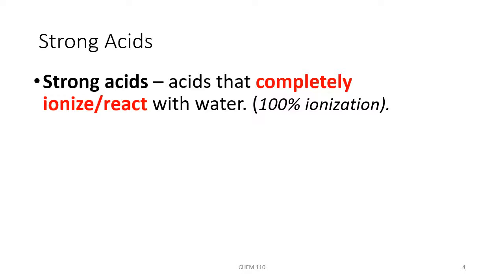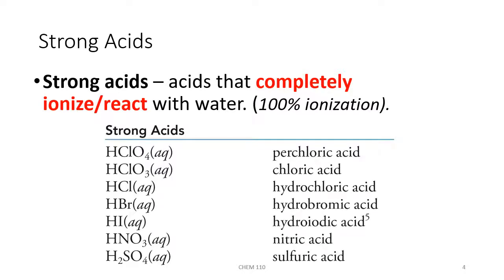There's a list of 7 strong acids that you're going to want to be able to recognize. Strong acids are acids that undergo 100% ionization, meaning they ionize completely when dissolved in water. The acids are perchloric acid, chloric acid, hydrochloric acid, hydrobromic acid, hydroiodic acid, nitric acid, and sulfuric acid.